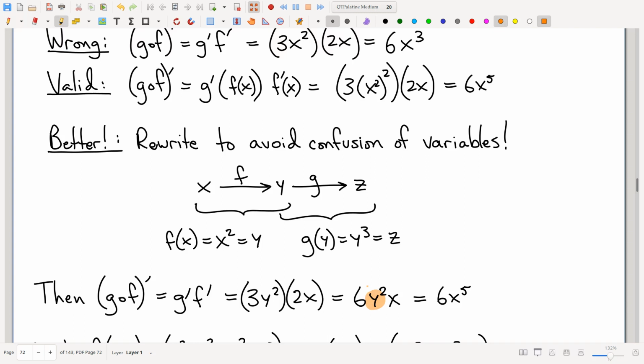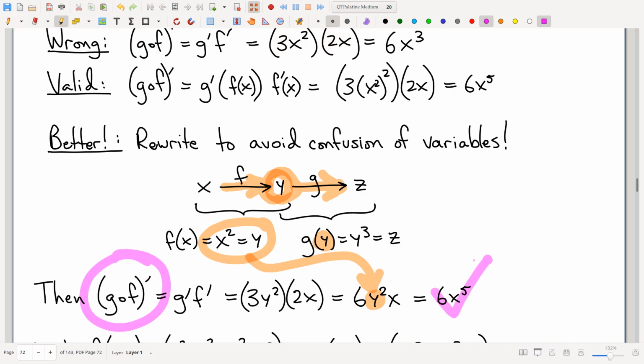And wait a minute, what is y? This input variable to g. Well, if it's the input variable to g, then it is also the output from f, so it's x squared. You plug that in, and again, we get the right answer. And we get the right answer in a way where we don't have to pull any nonsense and try to argue why x squared plays the role of x, and oh gosh, what a nightmare of confusion. This is just reasonable.